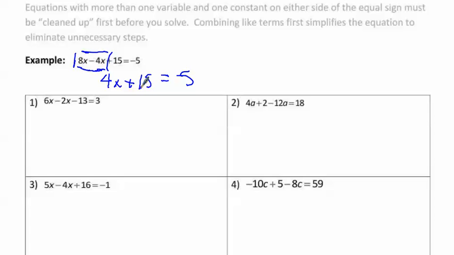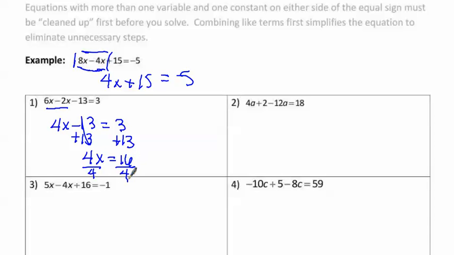Let's look at the following examples. In problem 1, you have 6x minus 2x, that is 4x minus 13 equals 3. Now you have a simple two-step equation to solve. Add 13 on each side. 4x equals 16. Divide each side by 4. You get x equals 4.